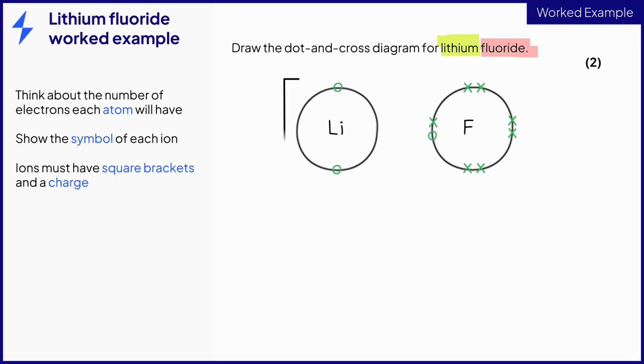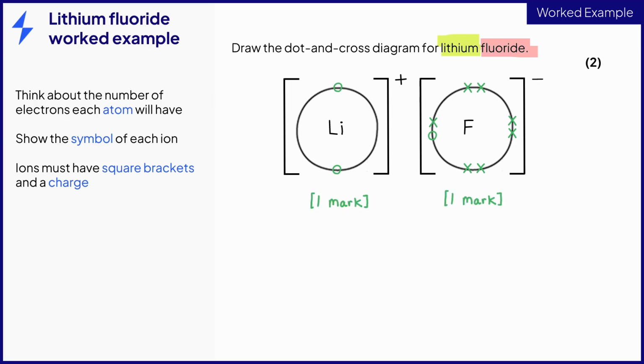Lithium forms a lithium ion with a 1+ charge, and fluorine forms a fluoride ion with a 1- charge. Note how each ion is clearly identified with its symbol, it has a square bracket and a charge, and there is no plus sign between the two ions. 1 mark is awarded for each correct ion.